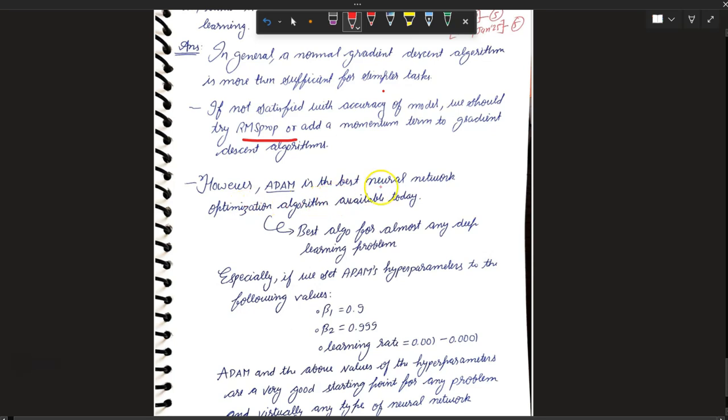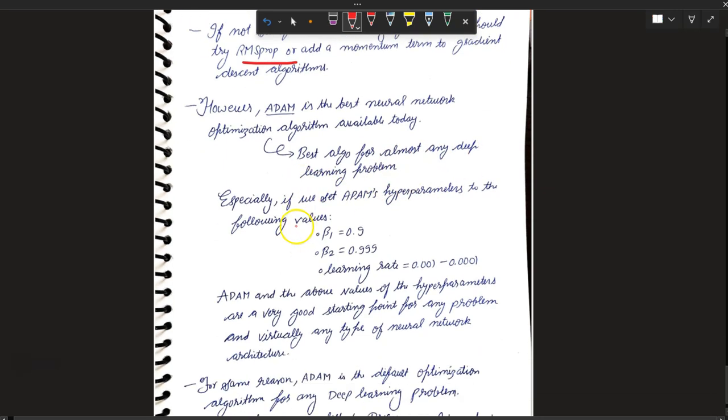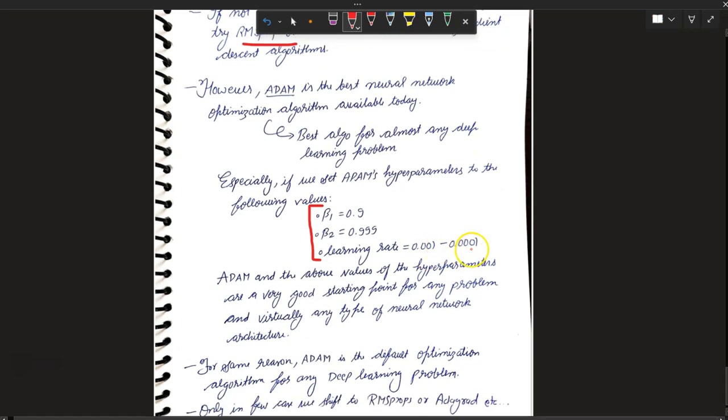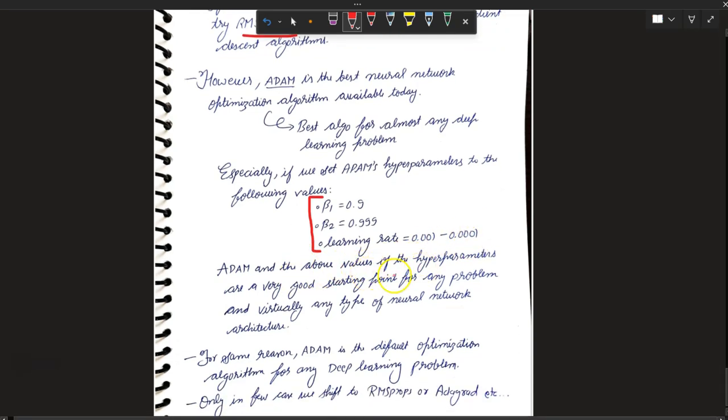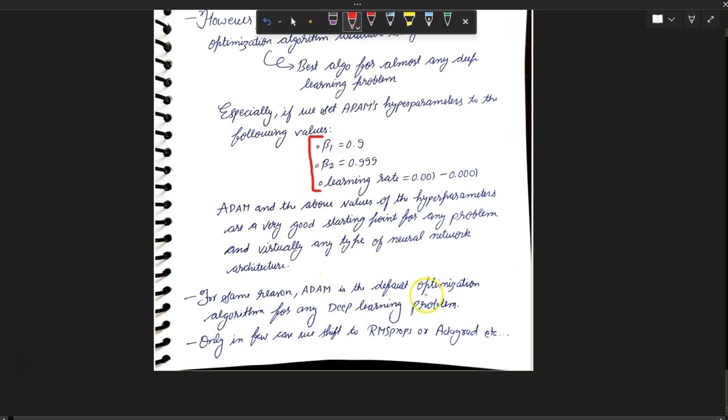However, ADAM is the best neural network optimization algorithm available today, the best for almost any deep learning network, especially if we set ADAM hyperparameters to the following values, which you have to remember: beta 1 equals 0.9, beta 2 equals 0.999, learning rate equals 0.001. ADAM with the above hyperparameter values is a very good starting point for any problem and virtually any type of neural network architecture. For the same reason, ADAM is the default optimization algorithm for any deep learning problem.